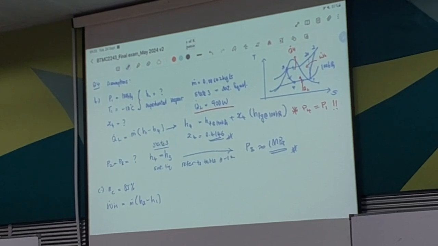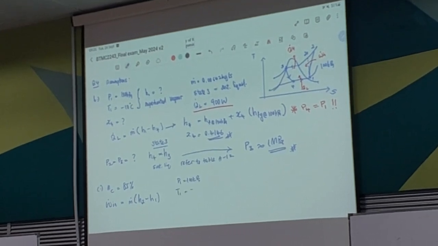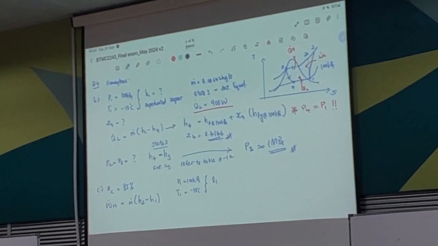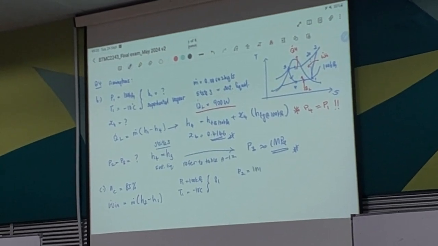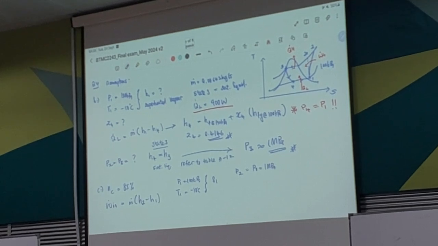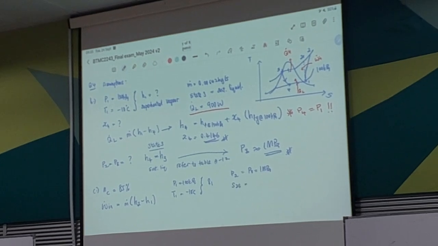This then is the standard way that you have been learning. So we go back to the beginning. P1 100 kilopascal, T1 negative 10 degrees Celsius. We find S1. So why do we find S1? Because we want to find H2S. So we know that S2S equals to S1. So this you will need to do interpolation. You will get H2S value from interpolation.